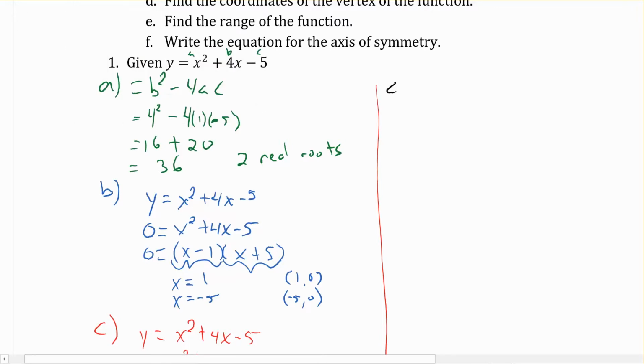Okay, so D. Man, my pen sucks today. What's happening?